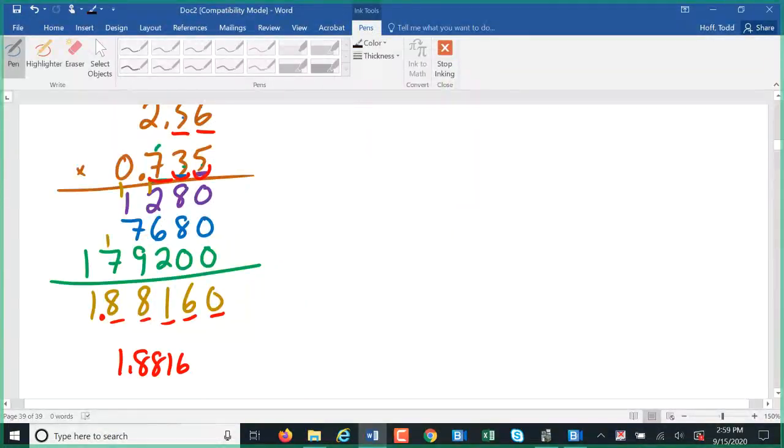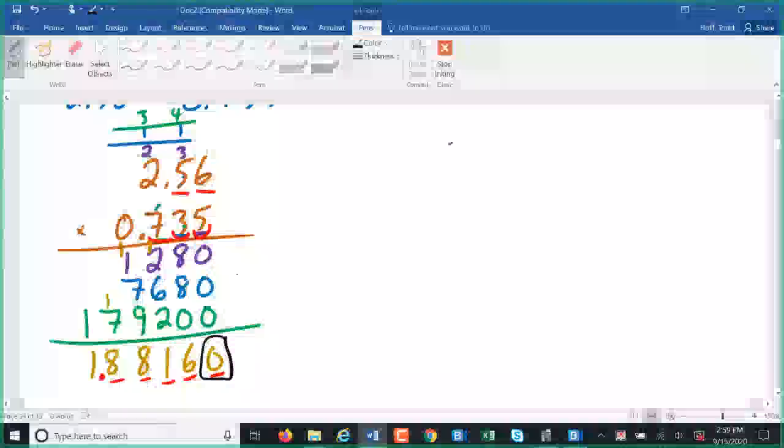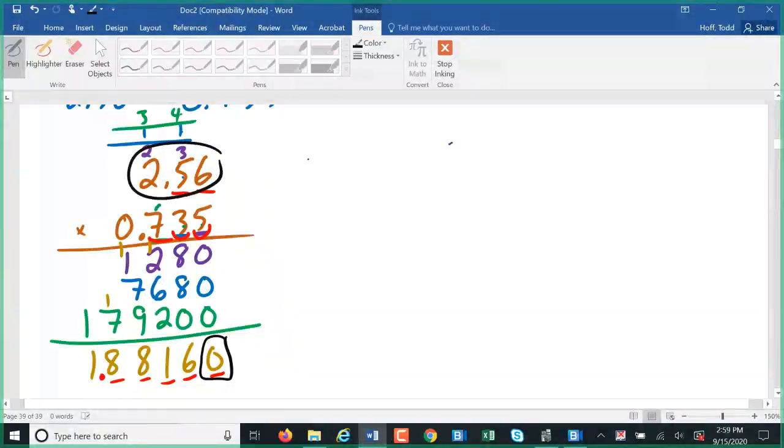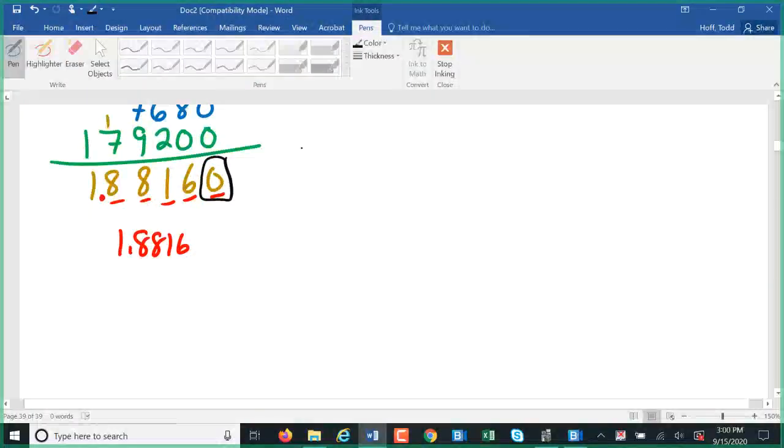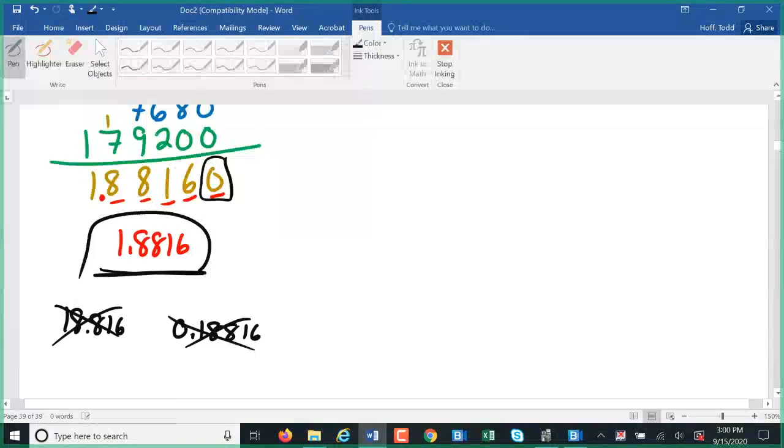The reason I chose this example is because that last digit is a 0. It's really tempting to just drop it off there. We cannot drop it off until we have located our decimal point. Of course, when we look at this, we think of this as being about 2 or 3, and this is about 1. 3 times 1, we're expecting an answer around 3. 1.8 is not close, but it's in the ballpark. 18.816 would not make sense, and 0.18816 would not make sense. So that's the only place it really makes sense to put our decimal in that answer.